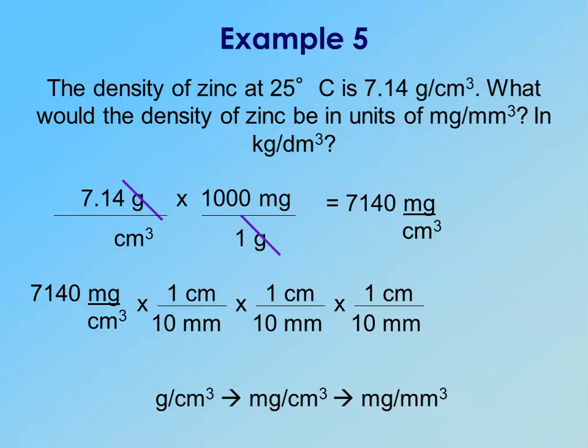Because centi and milli are off by a power of 10, I would need 3 of those, or I would need to cube one of those conversion factors, both the number and the unit. Notice that I want to make sure the centimeters cancels out, so I have centimeters now in the numerator so that the millimeters stays in the denominator. All the centimeter cubes cancel out. I'm going to take that 7,140 milligrams and divide it by 10 cubed.